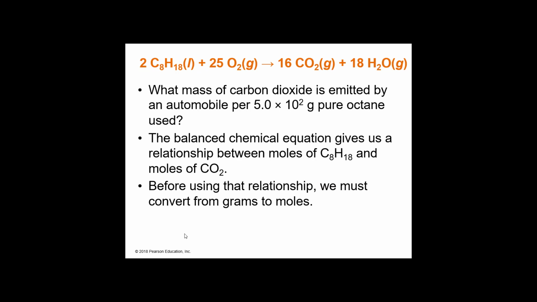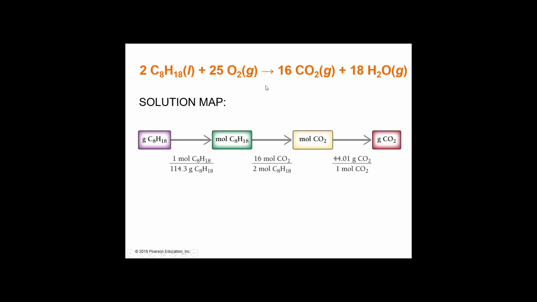So here's an example. We have this equation on top, and the question is: what mass of carbon dioxide is emitted by an automobile per 5.0 times 10 to the second power grams of pure octane used? So you're starting out with a certain amount, in grams, of octane. We want to know the mass of carbon dioxide that is produced from this amount of octane. So we're going to go from grams of one and end with grams of the other product, but we have to do things in between because we do not convert from grams to grams ever. So in this case, here's a little stepping stone.